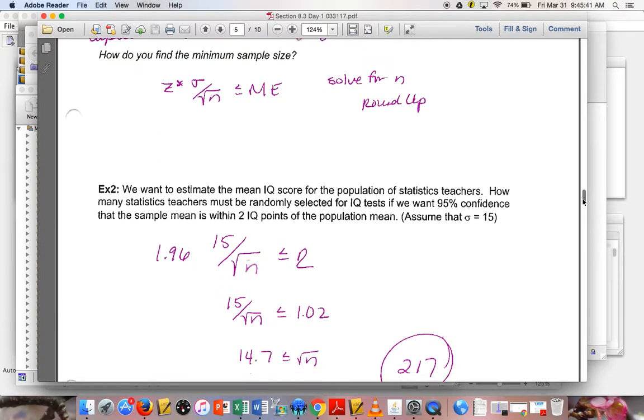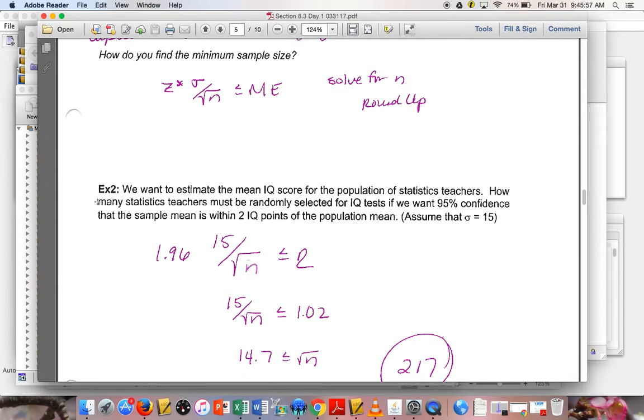Sometimes we can find the minimum sample size for these ones. It's the same idea as it was yesterday, but obviously the standard deviation formula is different. We have sigma over the square root of n. You're still solving for n. You still round up. So here we want to estimate the mean IQ score for the population of statistics teachers.